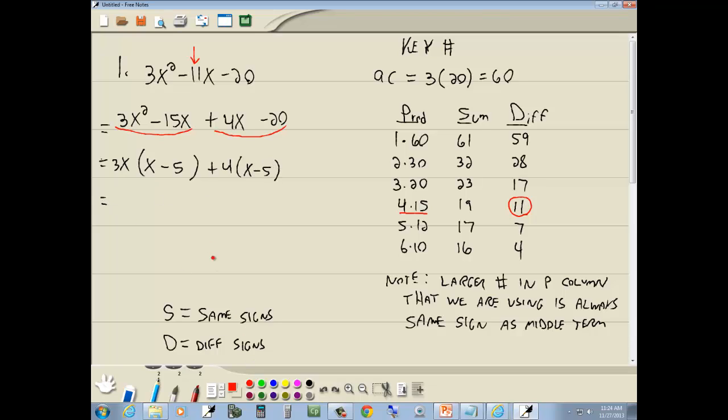Now our goal here was to get this parentheses the same as this parentheses, which it is. So I'll factor the x minus 5 out in front. And to decide what goes in your second set of parentheses, you can now cross out these x minus 5s. What isn't crossed out is what goes in your second set of parentheses, which would be 3x plus 4. And that's our answer.